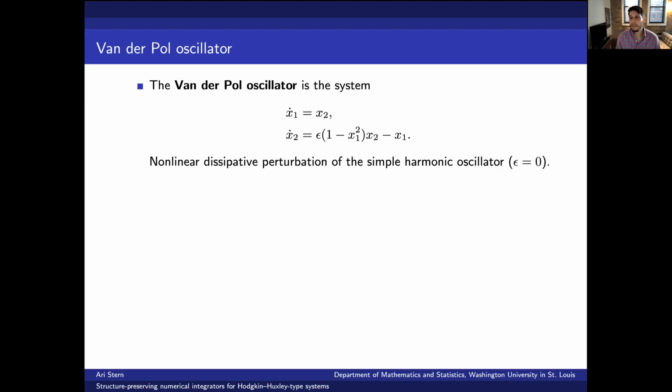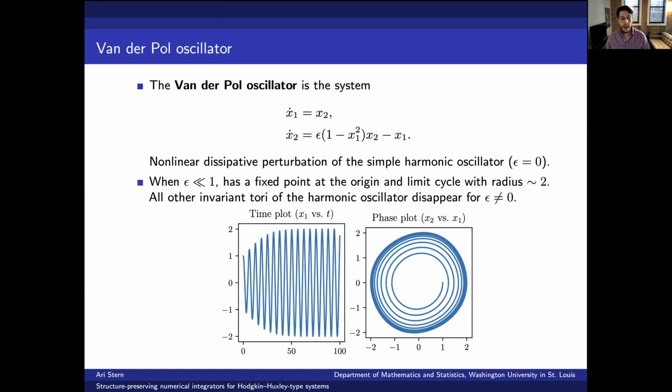All right, so the van der Pol oscillator, which was of course introduced by van der Pol and is the basis for some neuron models, including the Fitzhugh-Nagumo model, starts by taking the simple harmonic oscillator and adding this term with epsilon. So we add some nonlinear dissipation where this dissipation parameter is epsilon. So when epsilon equals 0, it's just the simple harmonic oscillator. So when epsilon is very small, we can show that this has a fixed point at the origin and a limit cycle with radius approximately 2.